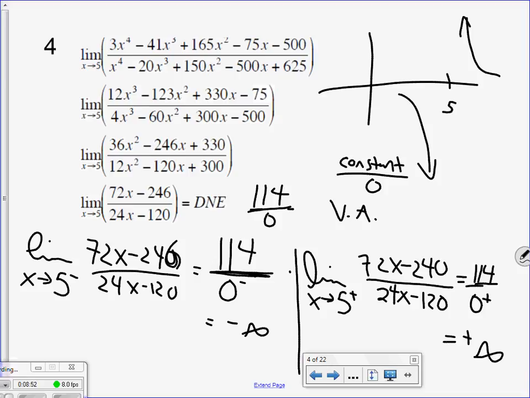And when you do all that, if you get a constant over 0, you might say positive infinity, you might say negative infinity. Or, yeah, that was a little difficult. Good one. I think that was the toughest one.